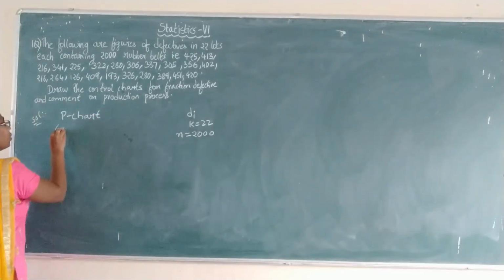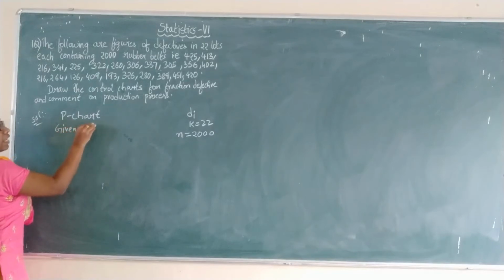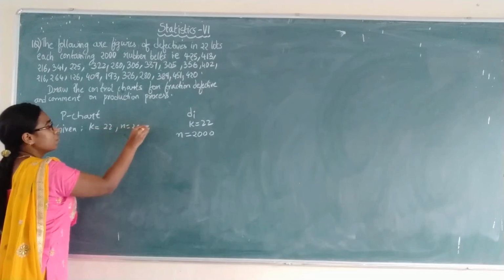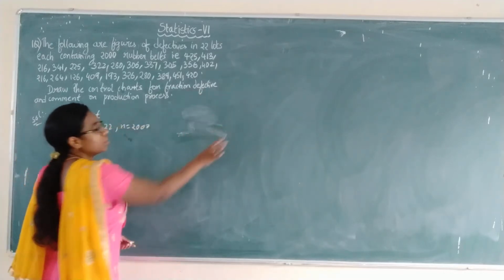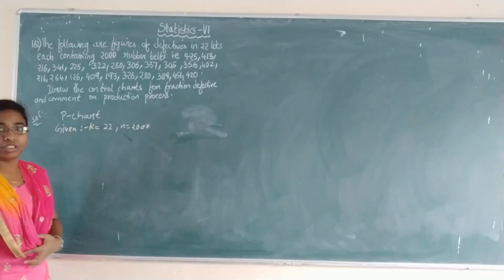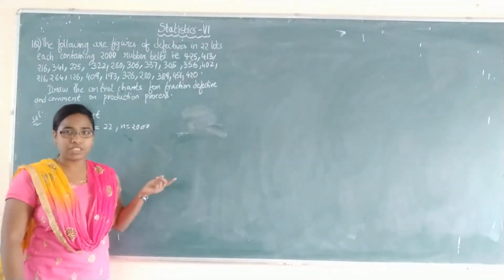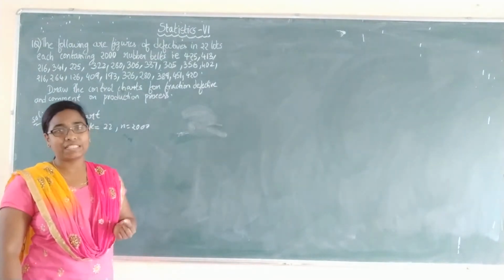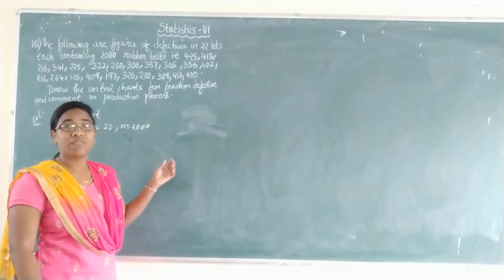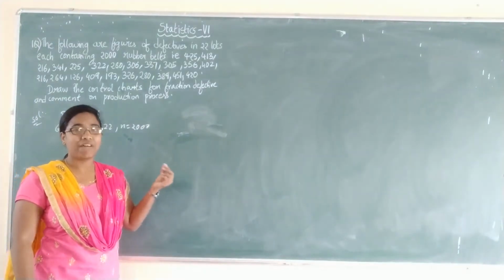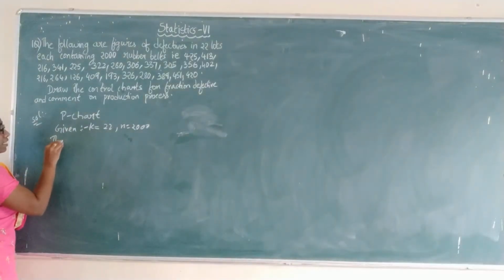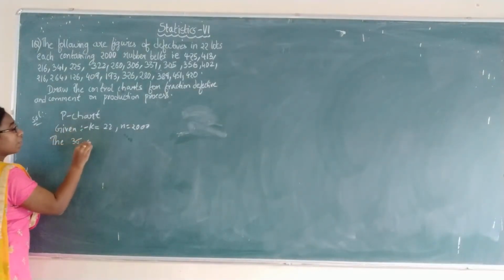What is given in the question? First write down the given: K equals 22 and N equals 2000. These are the values given in the question. Now here the P value is not mentioned. For control limits we have two cases: one is the known case and another is the unknown case. Here the P value is not mentioned, so we will estimate P by using the average of the P i's. So we will use the second case.